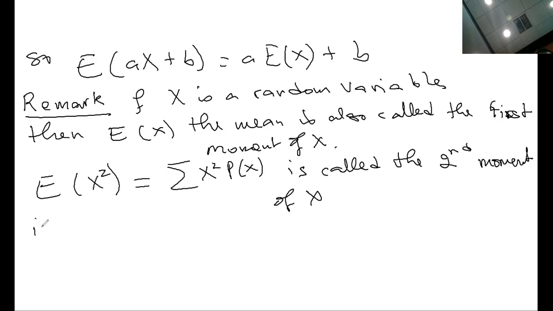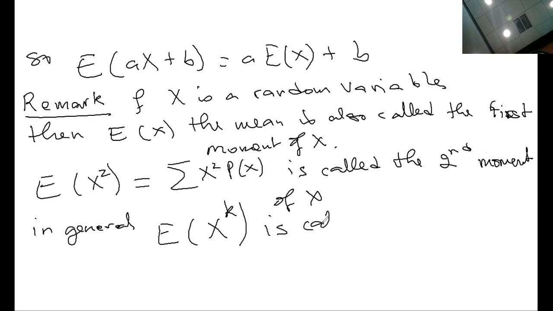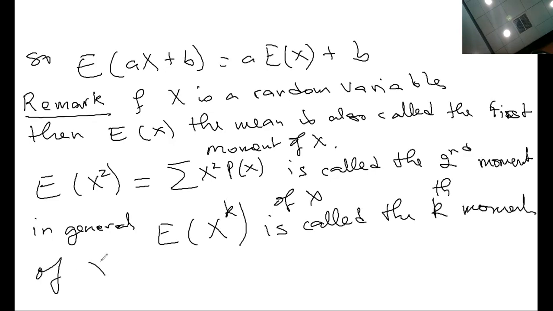In general, E of X to the k is called the kth moment. We are going to come back to moments. Moments are very useful in probability, and we will soon need the second moment.